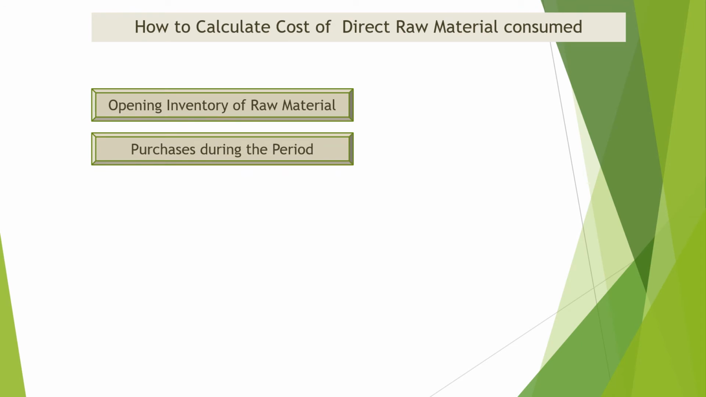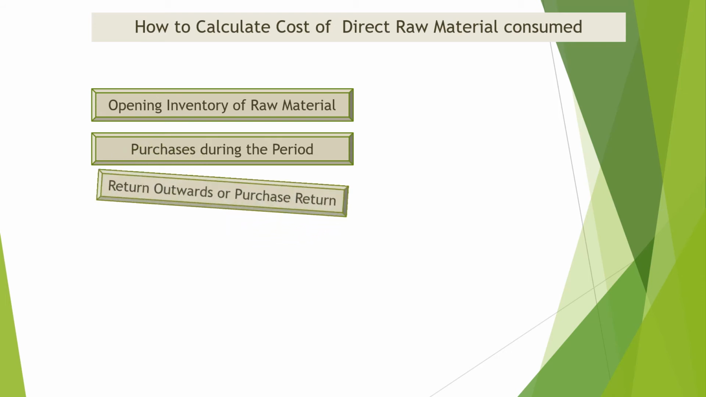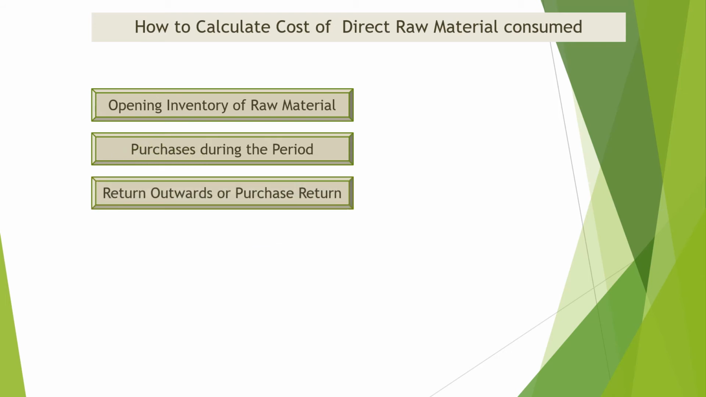Then comes the purchasing during the period. Then we will add purchases of raw material during the period to have the total available raw material in hand. If there are any returns, we will deduct the returns from the purchases and take the net purchases for the period.